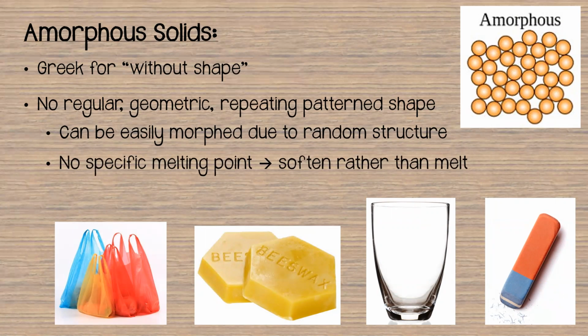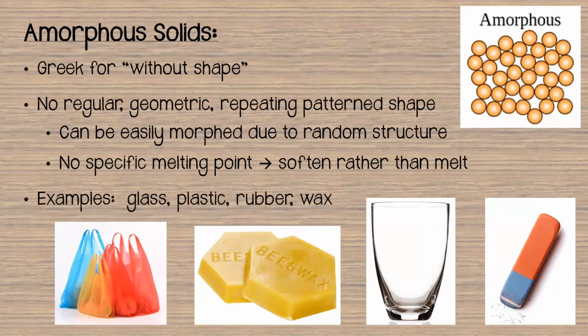Usually amorphous solids have no specific melting point. They're more soft rather than meltable. They just soften, instead of a traditional solid, which would immediately melt into a liquid. Examples are most commonly glass, which is hard to think about, but glass is quite soft. If you heat glass, you can manipulate it very easily. Plastic, rubber, and wax are the main examples of that.